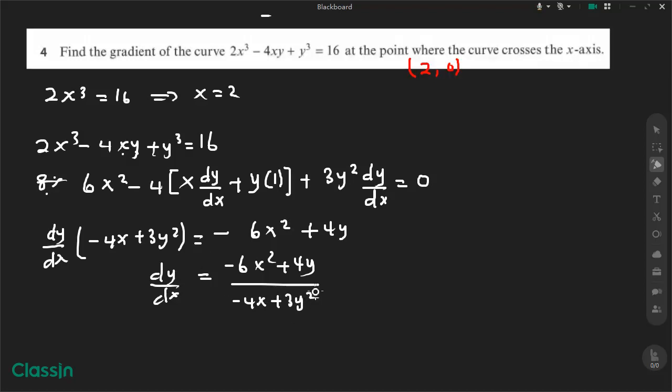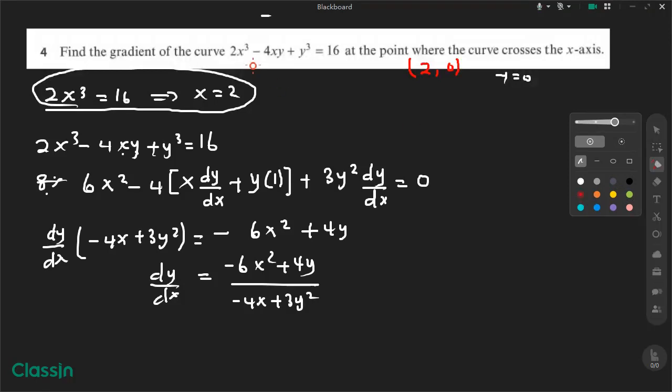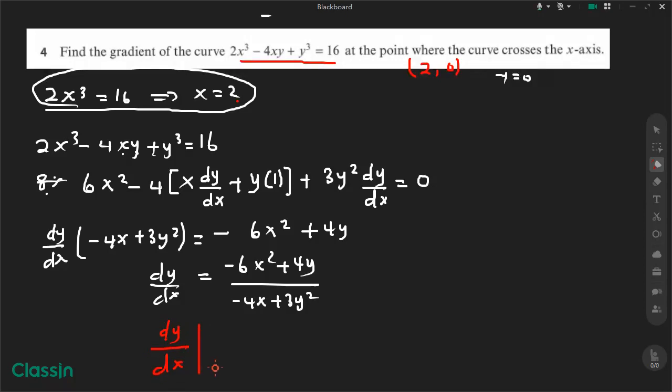This is the gradient of the curve at any point. But the question wants us to find the point where it crosses the x-axis. We already know that the point where it crosses the x-axis, y is 0. And when y is 0, we can solve this equation to get x is equal to 2. So we're looking for the gradient of the curve at the point (2, 0). This means x is 2, y is 0.